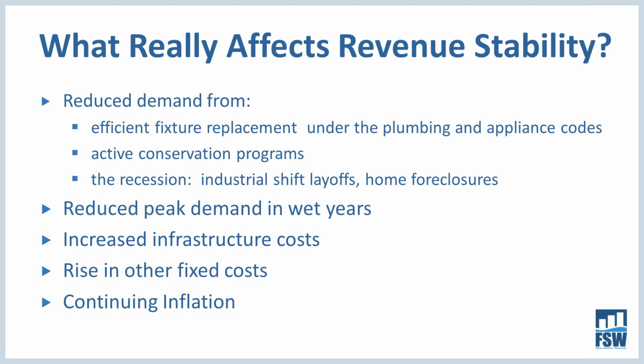But there are many different factors affecting revenue stability. It's not just the active conservation programs. Demand has been reduced from a variety of different sources. We've had plumbing codes and standards in effect starting in 1992 that have meant only efficient fixtures were available for purchase in the marketplace. And as consumers replace those fixtures through regular remodeling and changeouts, those fixtures now use less water.